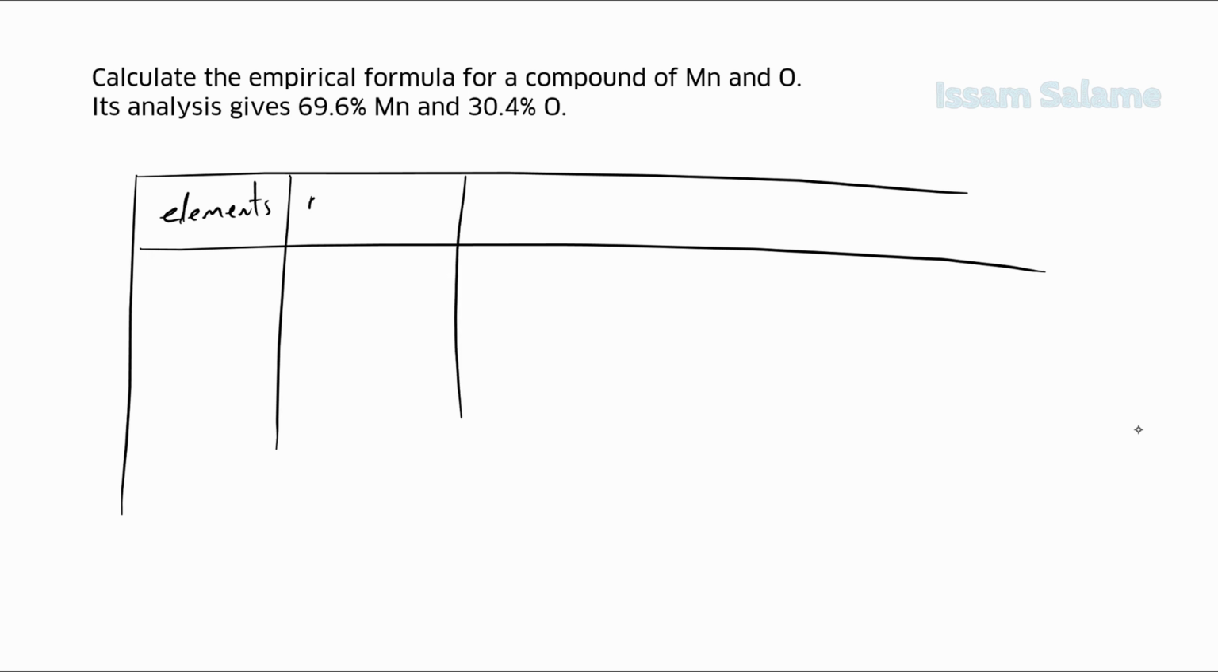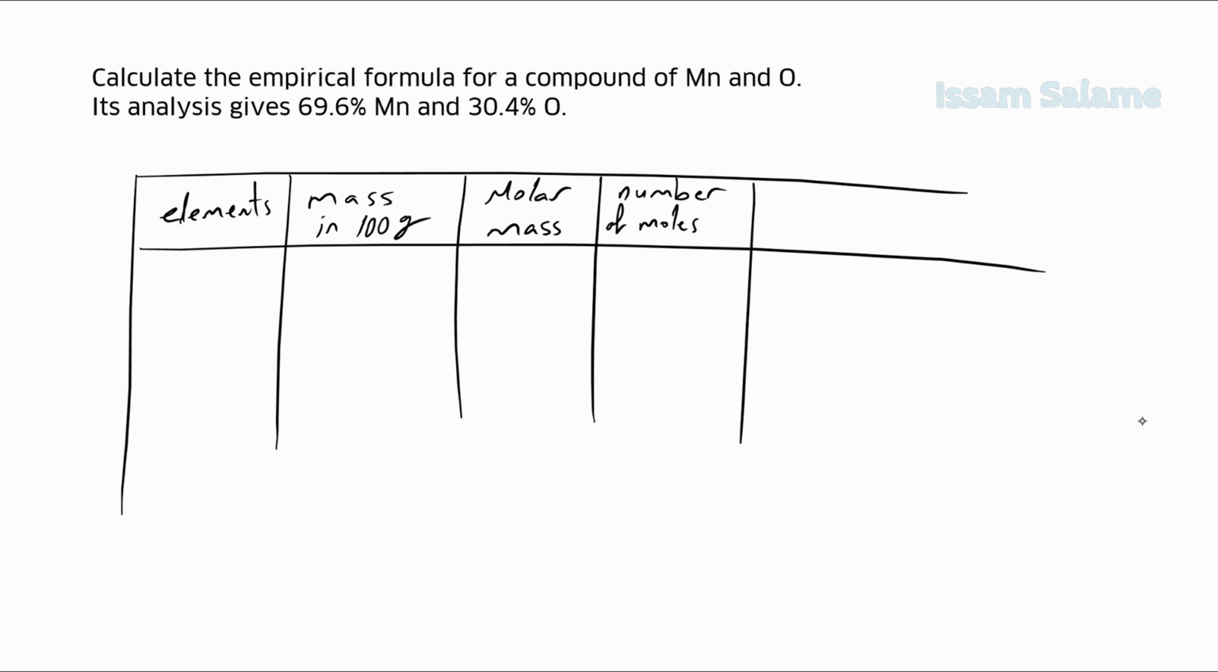And the second one, write their mass in 100 grams, which is the same as the percentage. In the third column, write their molar mass, which you can find in the periodic table. And the fourth column, write the number of moles. You get it from dividing the mass by the molar mass. And the fifth column, write the mole ratio, which I'm going to explain in a while.